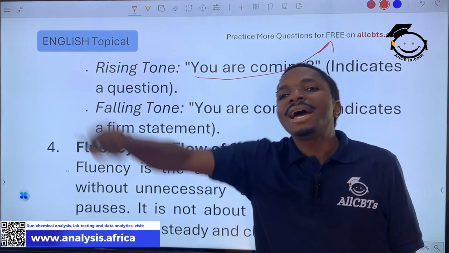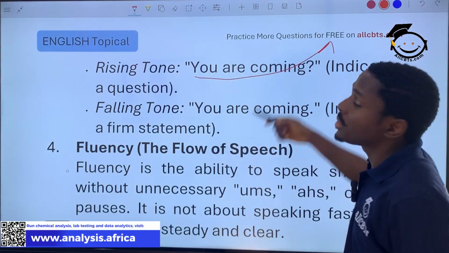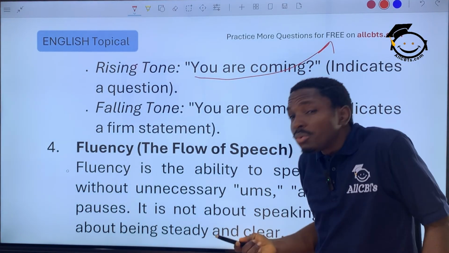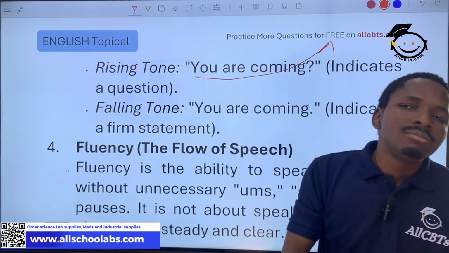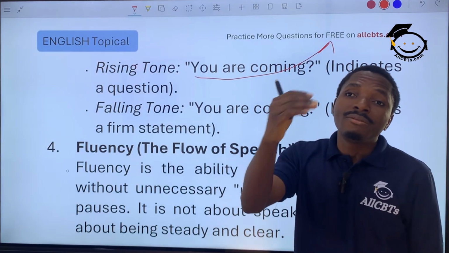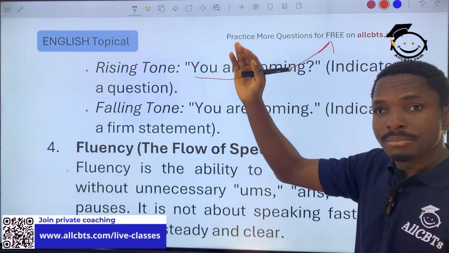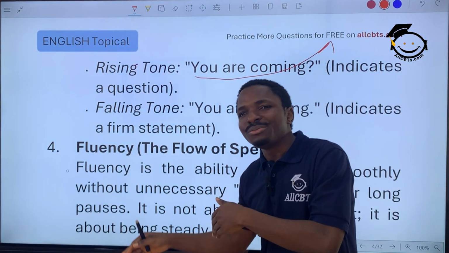So we use rising tone when we're asking a question. And of course, we indicate question marks. Even if there's no question mark there, you should be able to sense or deduce that, oh, I've been asked a question, and the tone of the inquirer goes up. But when I'm making a statement, it's falling tone.